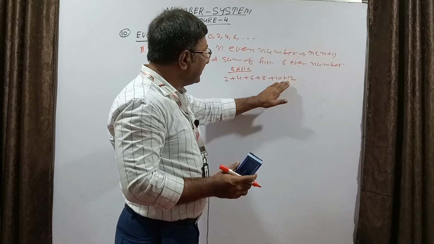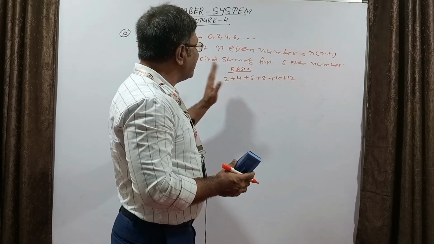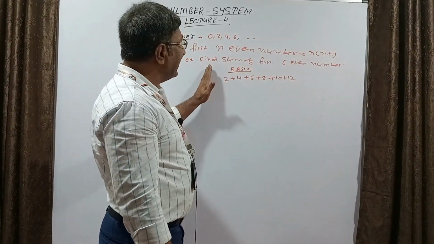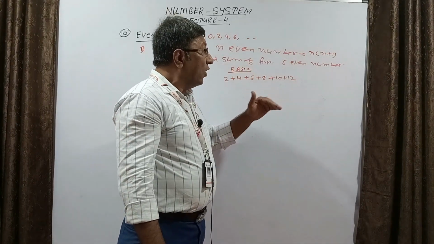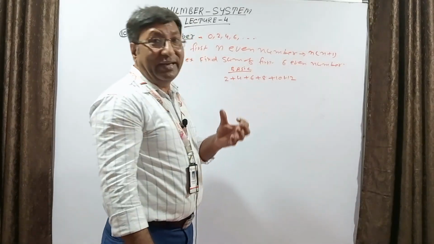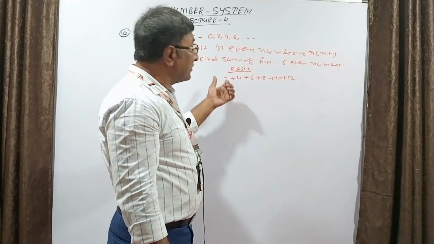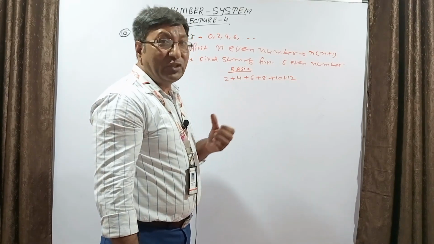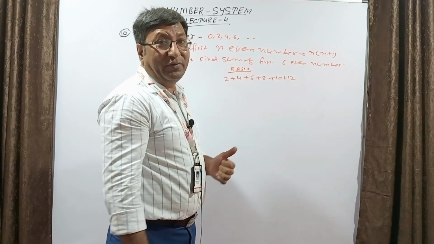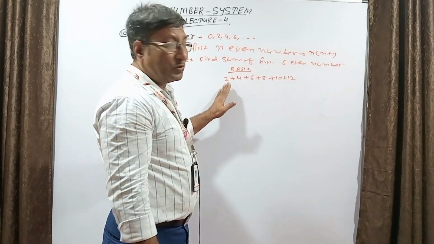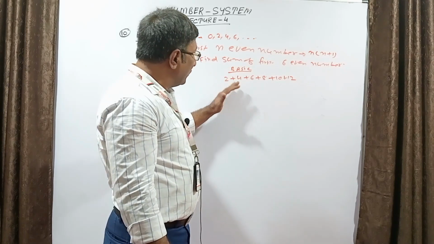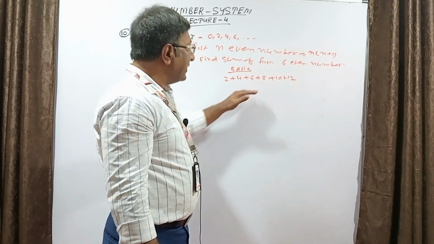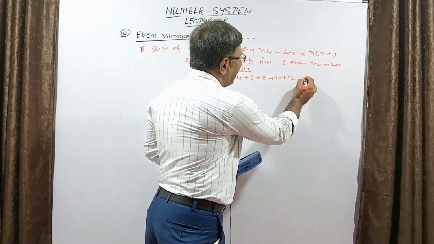Now how many have we written? 1, 2, 3, 4, 5, 6. These are the first 6 even numbers. It is not written here the sum of the first 6 whole even numbers. If whole numbers were written, we would have to take 0 also. But here whole number is not given, we are taking only natural numbers. So for natural numbers, the first even number is only 2, so we have started from 2. So 2, 4, 6, 8, 10, 12. Now add these numbers and we will get our correct answer.